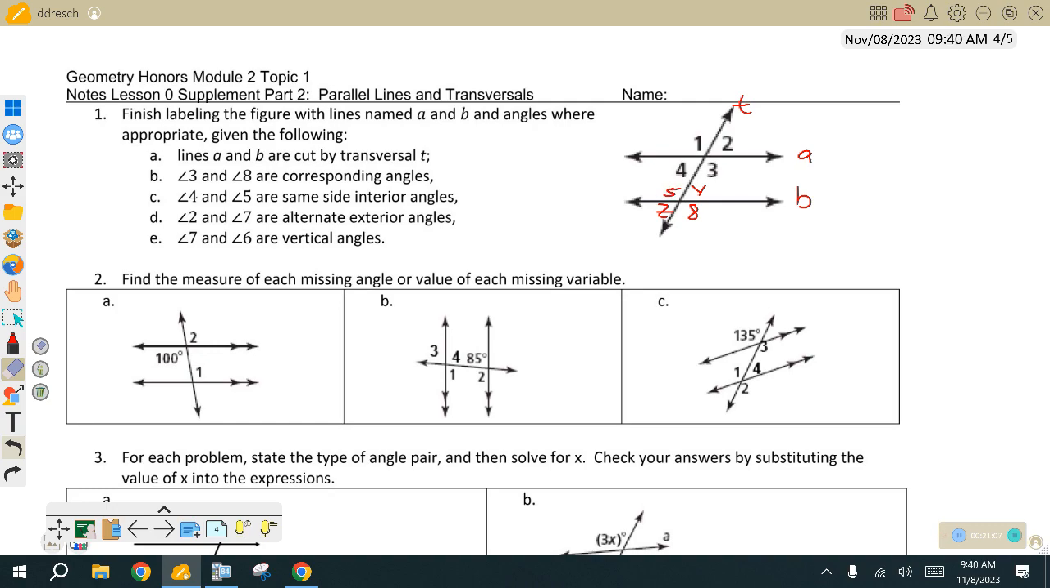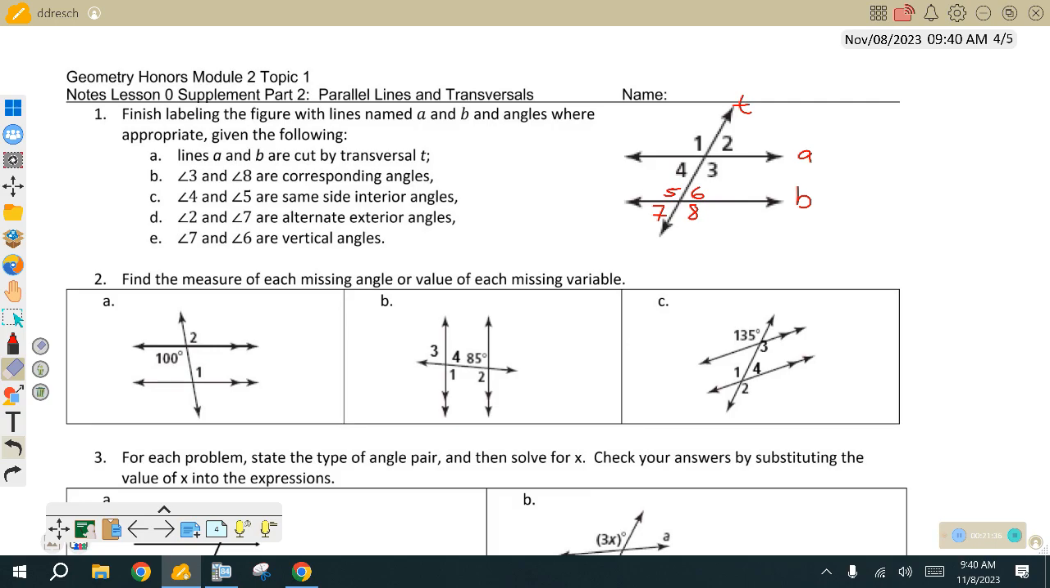2 and 7 are alternate exteriors. Z. Alternate exteriors. Exteriors on the outside. Alternates on the opposite, different sides of the transversal. And of course not adjacent. And what we just say is that 7, and of course process of elimination. Let's make sure it does fit right there. 7 and 6 are going to be vertical. Does that seem to fit then? Yes, it does.